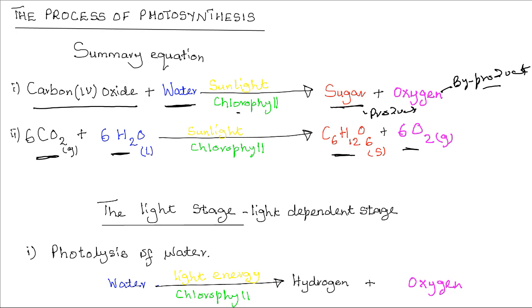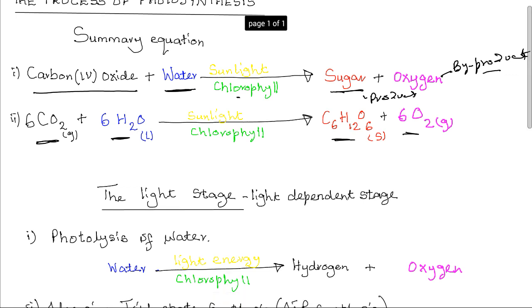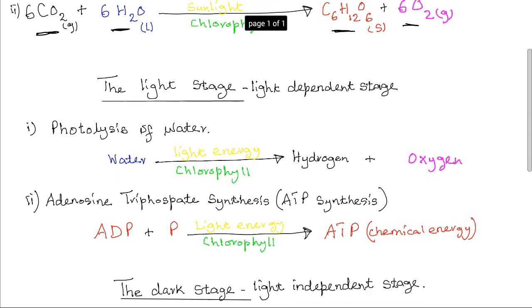The process can be outlined in 2 general stages. In other words, this process of photosynthesis can be divided into 2 main stages. Namely, there's a light stage and the dark stage. The light stage is also known as the light dependent stage because it requires the presence of light for it to proceed.